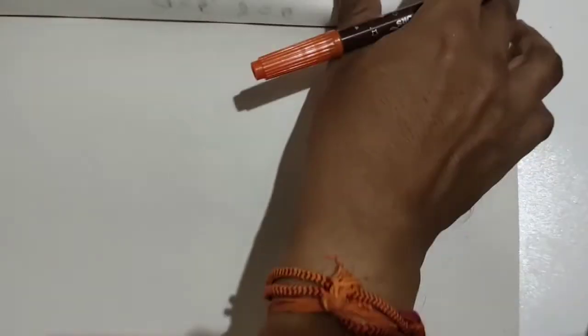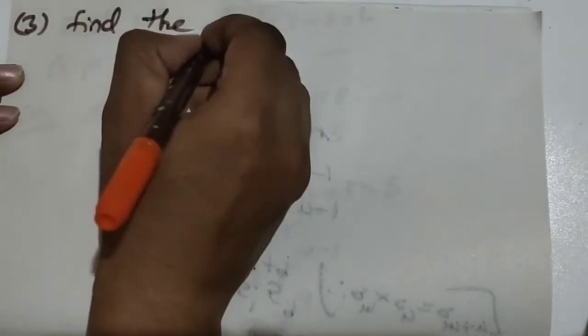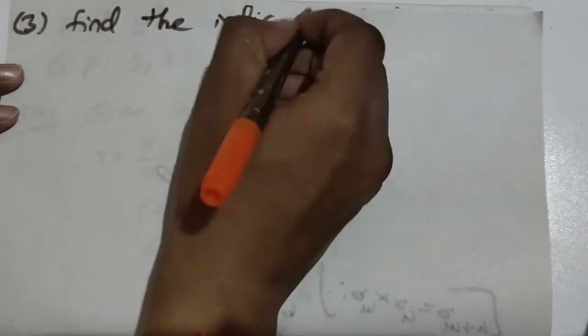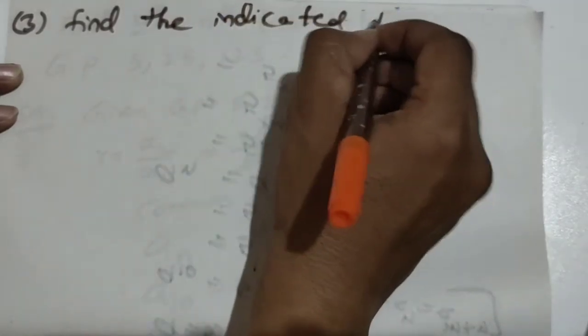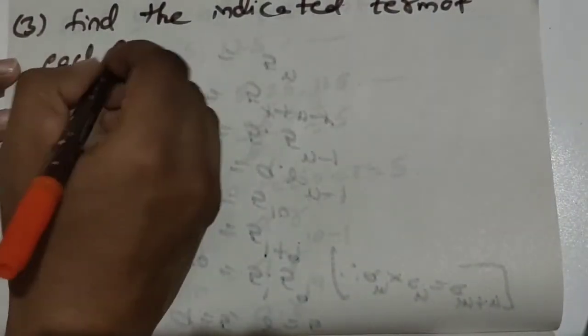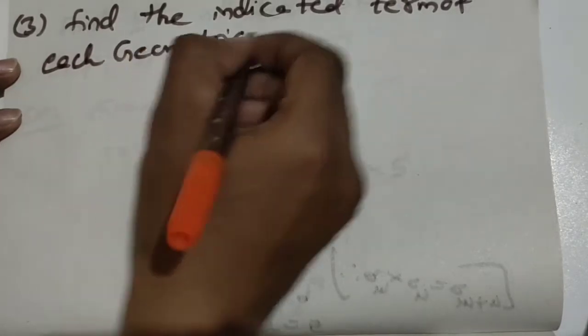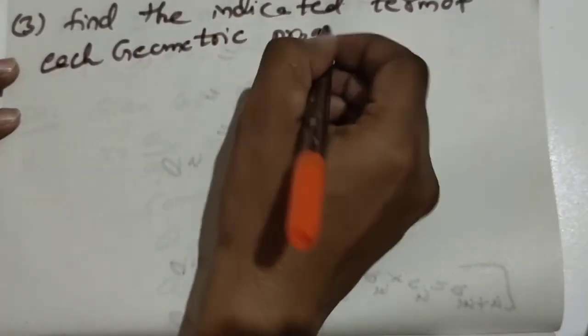And the third is also a similar type. Here in this bit we have two sums, I am telling the second one. So here find the indicated term of each geometric progression.